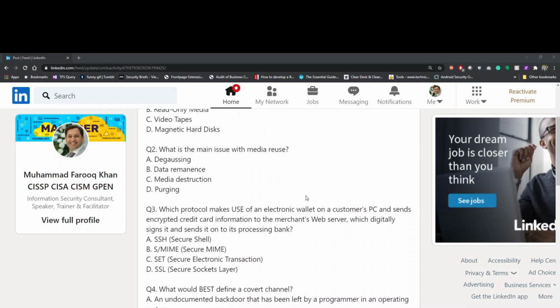Option A, SSH, that's secure shell. Secure shell, we know that it's basically replaced telnet because telnet is a clear text and an insecure protocol. So that's not the definition of what's written in the question. S/MIME, well, it stands for Secure Multipurpose Internet Mail Extensions, and it's used to encrypt and digitally sign email messages. Again, that's not the definition here.